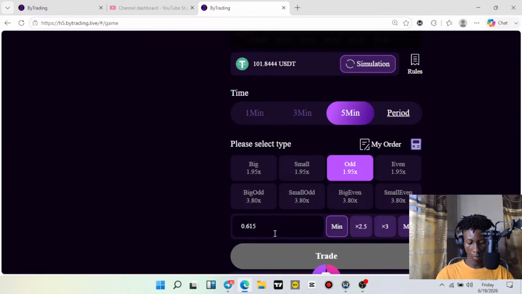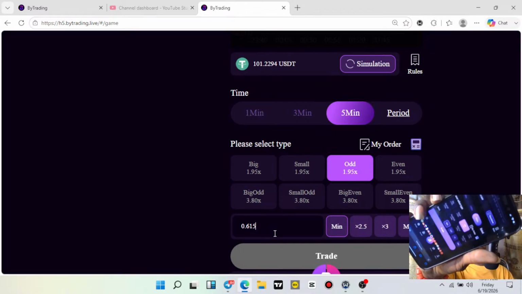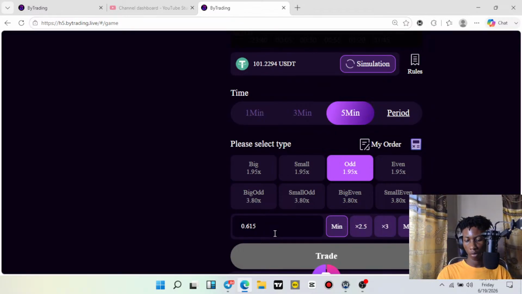So I'm going to select odd right now, then select 0.615, then click on trade and click on confirm. I've successfully joined the trade. So let's wait for the outcome.